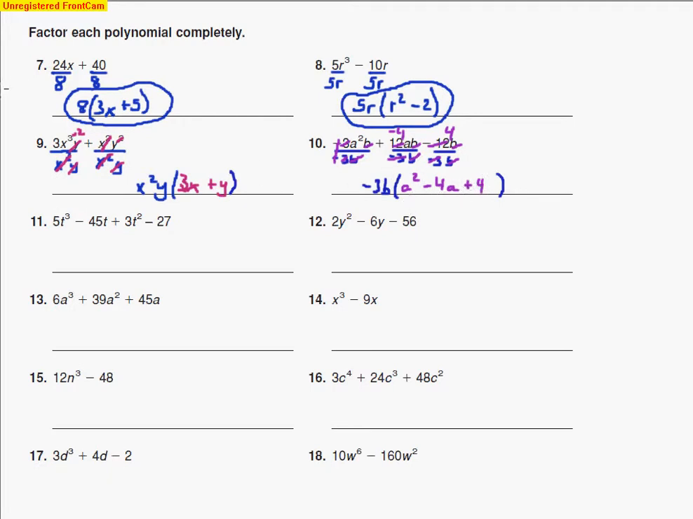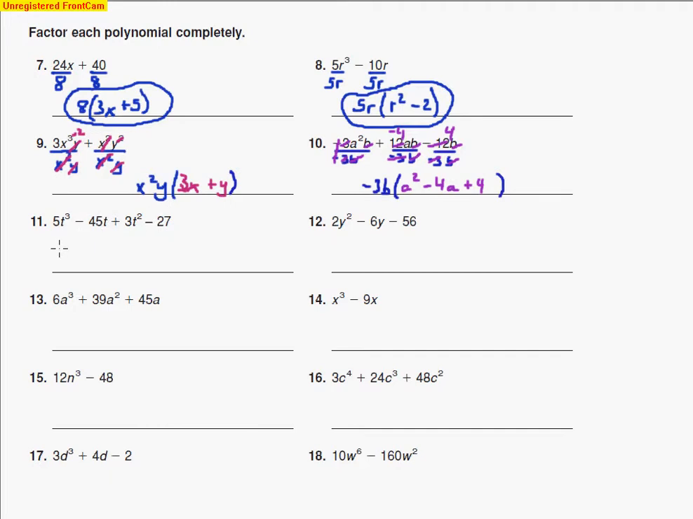Let's take a look at the next one here. Here we have a 4-term polynomial, and so typically what I like to do with these is I like to go ahead and order them so that I have the highest exponent, then the next highest exponent, then the next, and then the following.